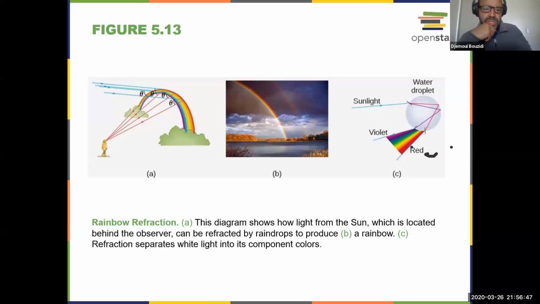This is what I was talking about. The rainbow formation is coming from the fact that light, white light that's coming from the sun, is actually made up of all kinds of frequencies. And that's basically what we see here as a rainbow.